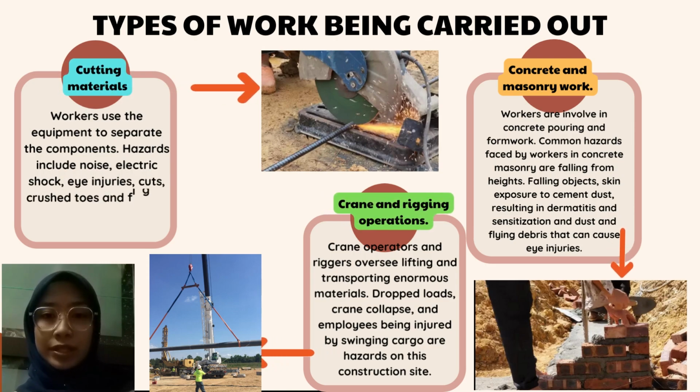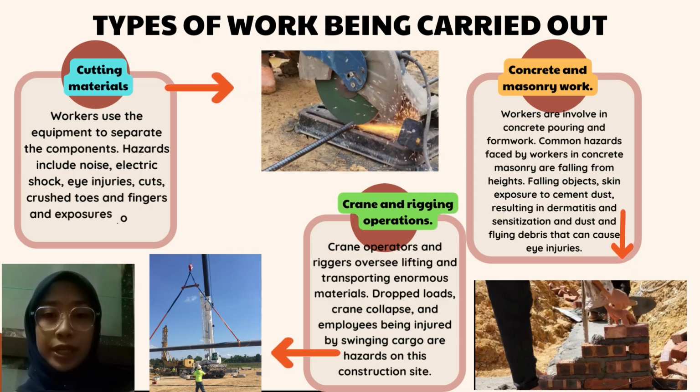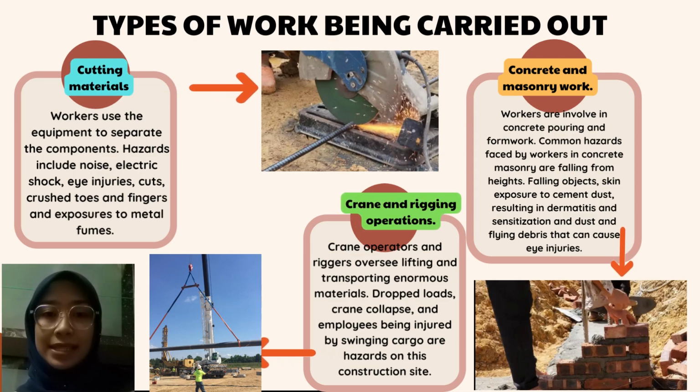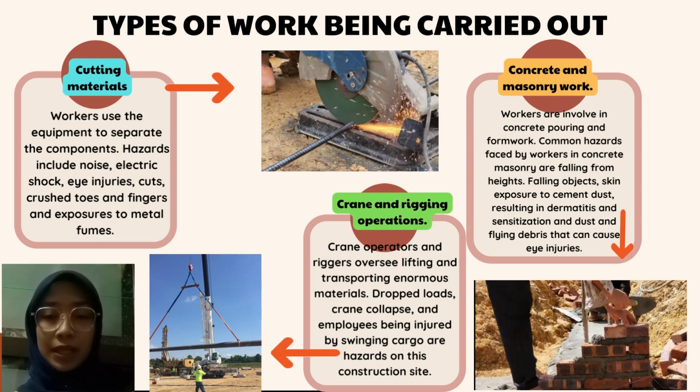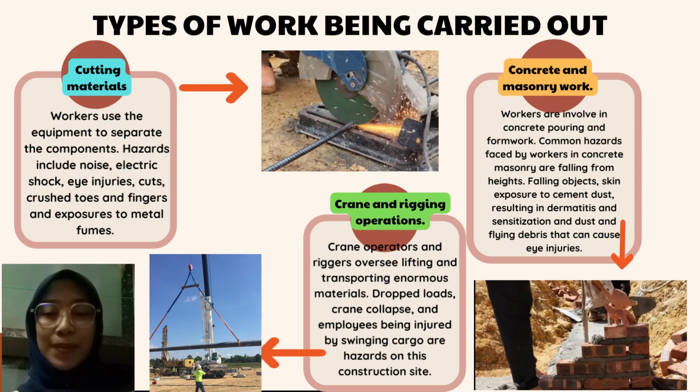Concrete and masonry works. Workers are involved in concrete pouring and formwork. Common hazards faced by workers in concrete masonry are falling from height, falling objects, skin exposure to cement dust, resulting in dermatitis and sensitization, and flying debris that can cause eye injuries. Lastly is crane and rigging operations. Crane operators and riggers oversee lifting and transporting numerous materials. Dropped loads, crane collapse, and employees being injured by swinging cargo are hazards on this construction site.